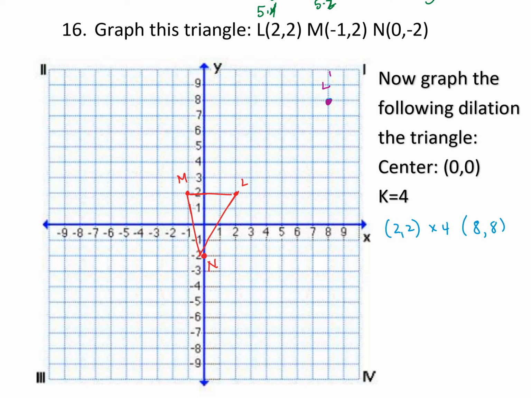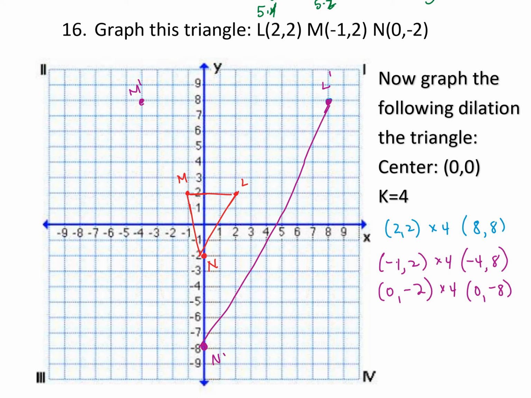M is at -1, 2. So I'm going to go times 4: -1, 2 times 4 is -4, 8. So M goes to -4, 8, and that is going to be M prime. And then N is at 0, -2 times 4 is going to give me 0, -8. And that's going to give me N prime. So I'm going to connect these. Attempt to. All right, so we have a similar shape. It is 4 times larger than the pre-image. And so that's looking good.